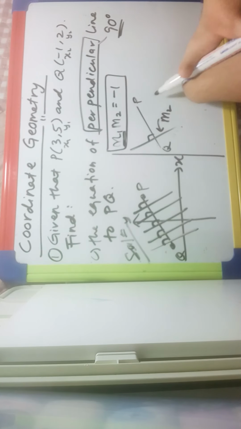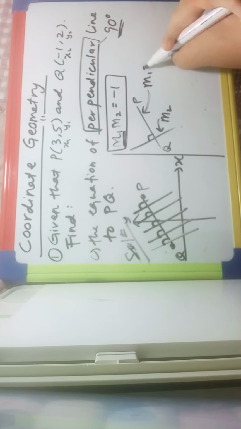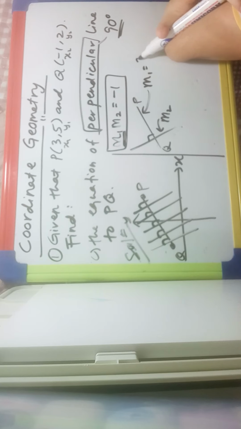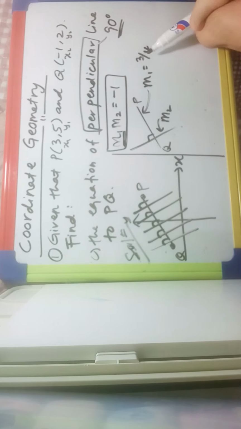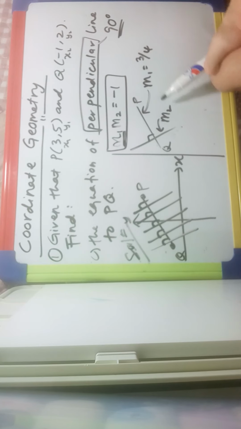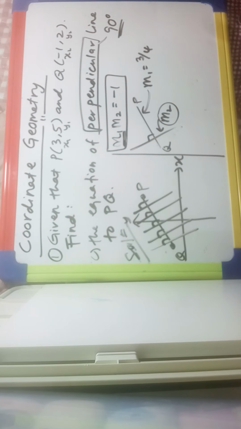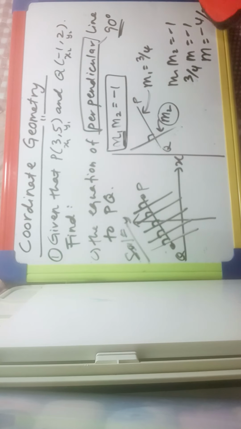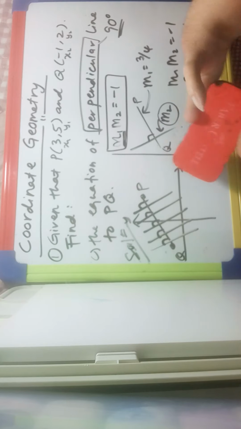So straight away, the equation of PQ in question B just now, the gradient that we found is equal to 3 over 4. Where do I get this from? From question B. Now I want to find the gradient for the perpendicular line. I will apply the formula m1 m2 equal to negative 1. So 3 over 4 multiplied by m2 is equal to negative 1. So m2 is equal to, you rearrange, make m2 the subject, so it's negative 4 over 3. This negative 4 over 3 is the value of the perpendicular gradient.